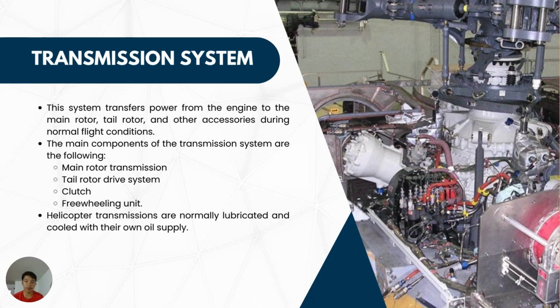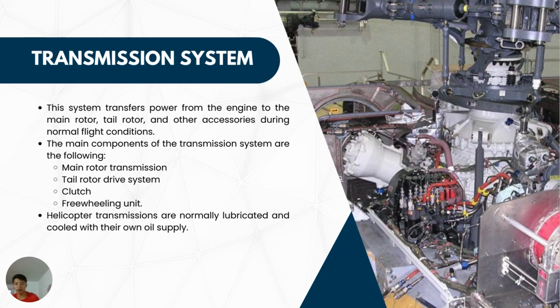Next component is the clutch. The clutch is a vital component that allows for the selective engagement and disengagement of the engine from the transmission system. It enables the pilot to start the engine without immediately engaging the rotor system and provides a means to isolate the engine from the transmission in case of emergency or maintenance.